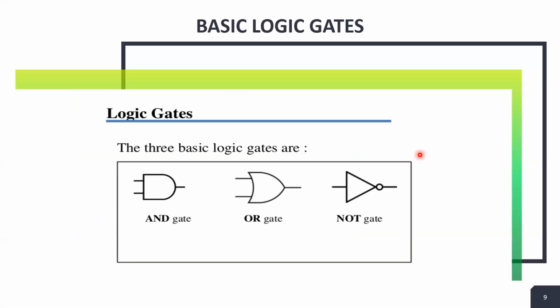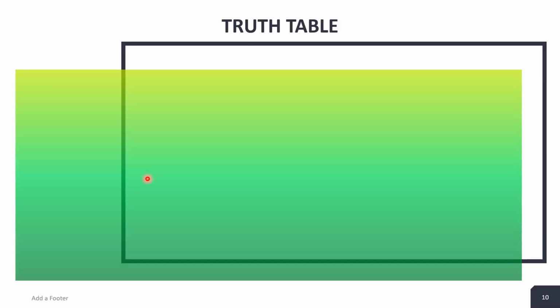There are three types of basic logic gates. The first one is the AND gate. This is the symbol of the AND gate. The second one is the OR gate. And the third one is the NOT gate. Clear? There are three basic gates. The first one is the AND gate.